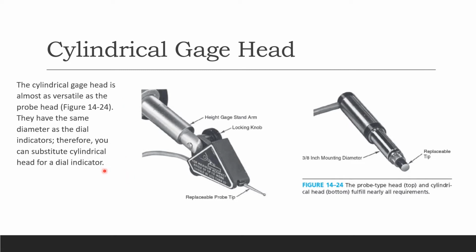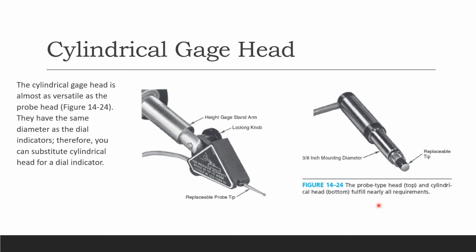Cylindrical gauge head is almost as versatile as the probe head. So here you can see in this picture, they have the same diameter as a dial indicator, therefore you can use a cylindrical head in place of a dial indicator. Here you can see your height gauge stand arm, here is your locking knob, and this is your replaceable probe tip. Again, that's your tip. For this particular device, that's a 3/8 inch mounting diameter.